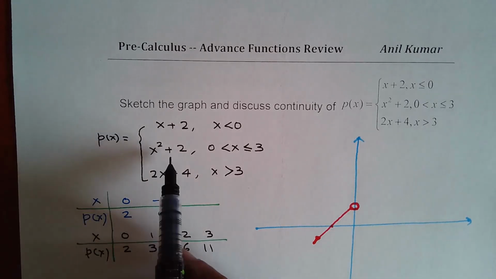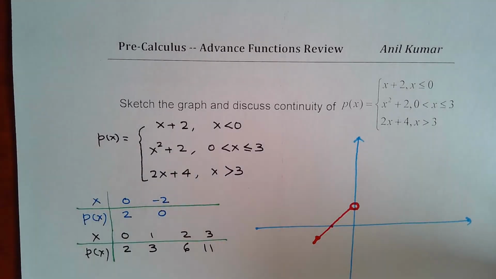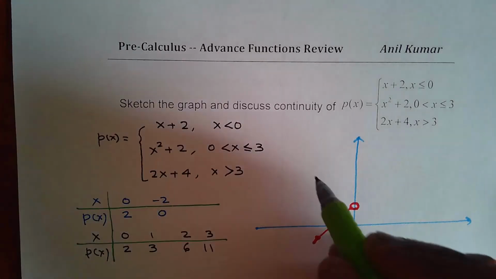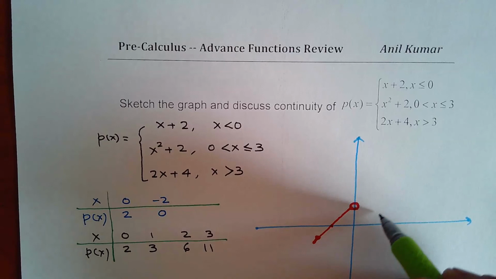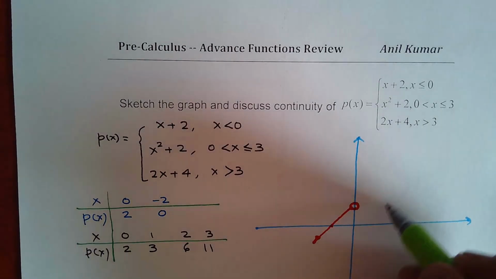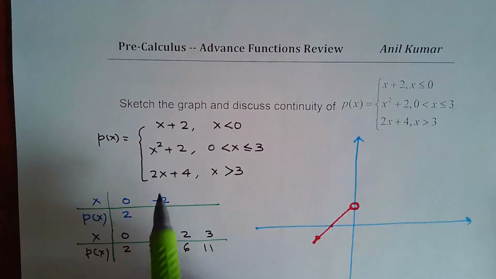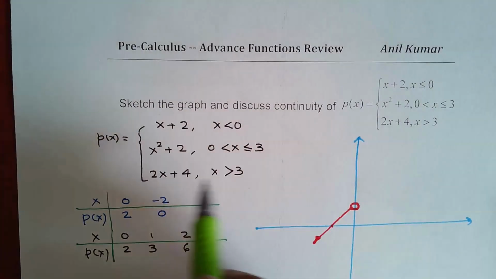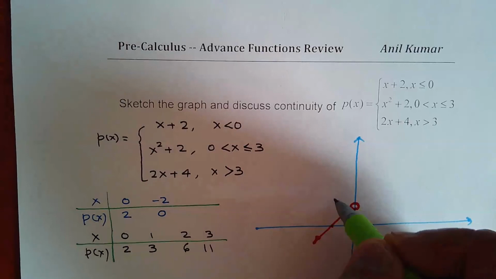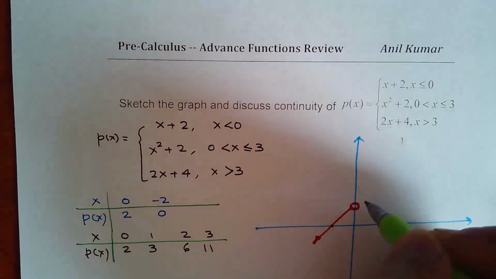X squared plus 2 is basically a parabola which is translated 2 units up. It's kind of like this, right? So it's increasing from 2, so it's kind of like this. Do you see that? So that is the shape of the parabola.